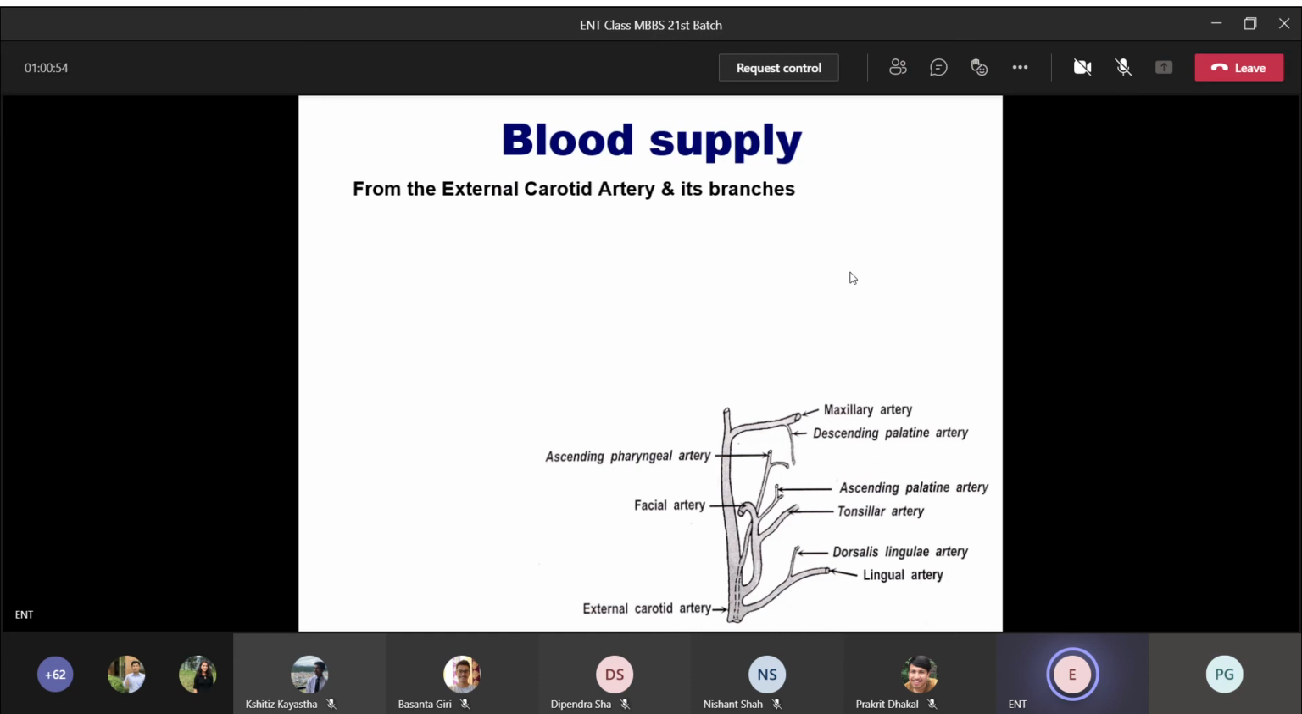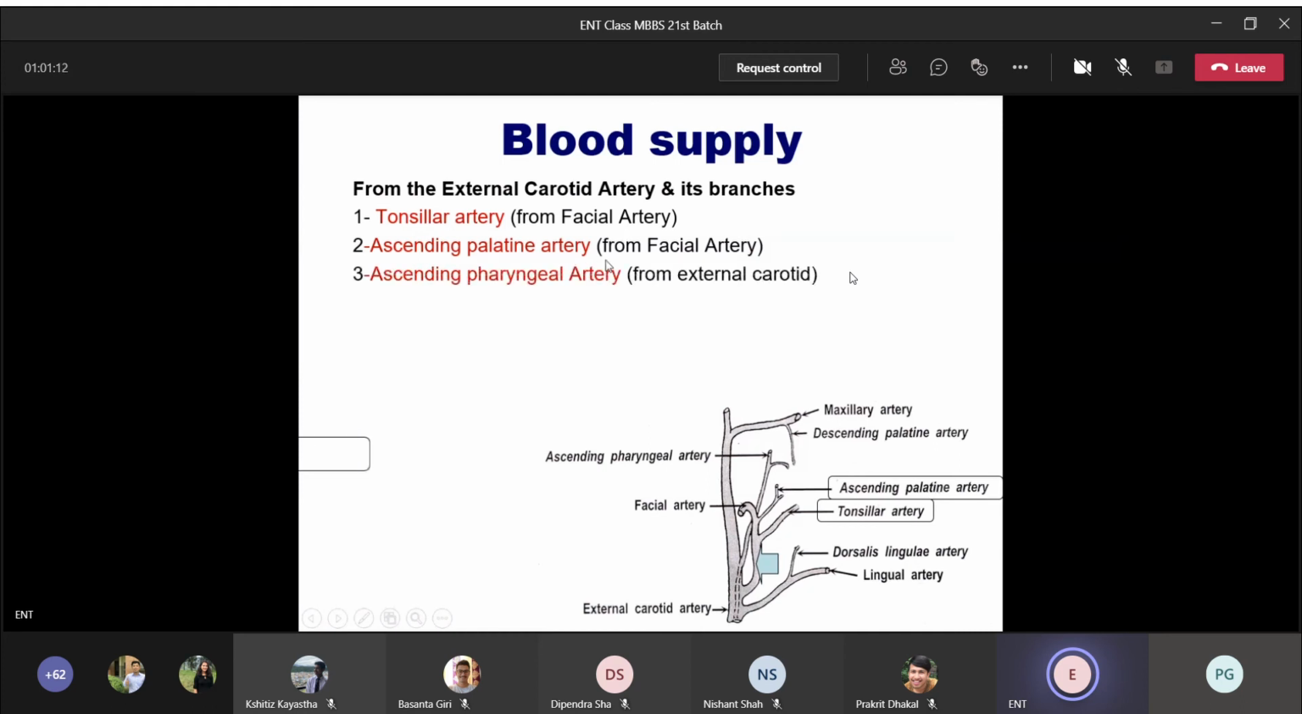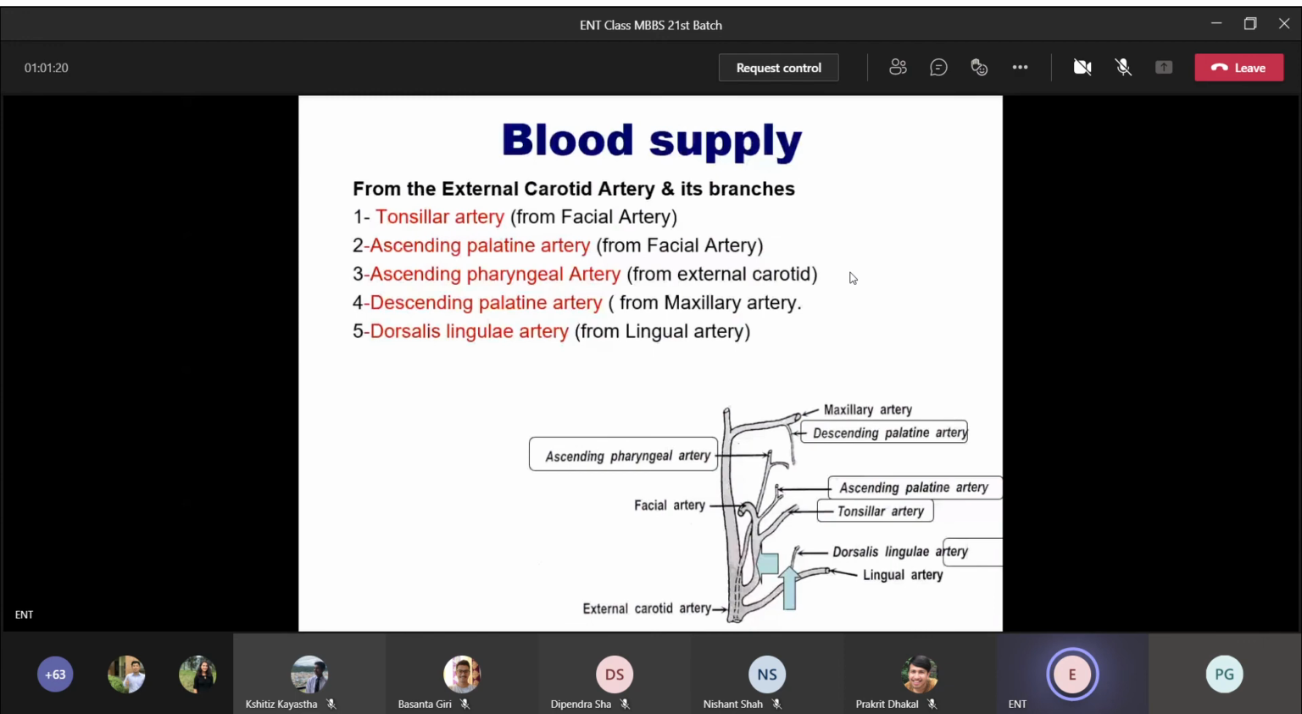Blood supply. The blood supply of the tonsil is from the external carotid artery and its branches. One is the tonsillar artery, a branch of the facial artery, the ascending palatine artery from the facial artery, the ascending pharyngeal artery from the external carotid artery, the descending palatine artery from the maxillary artery, and the dorsalis linguae artery from the lingual artery.